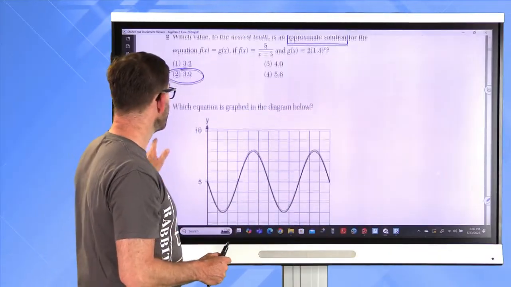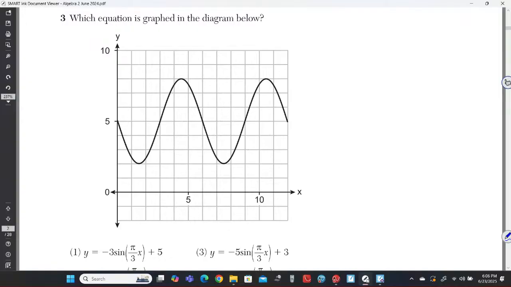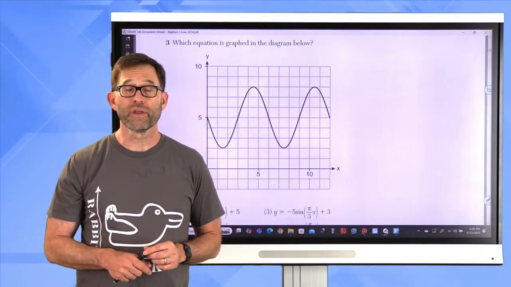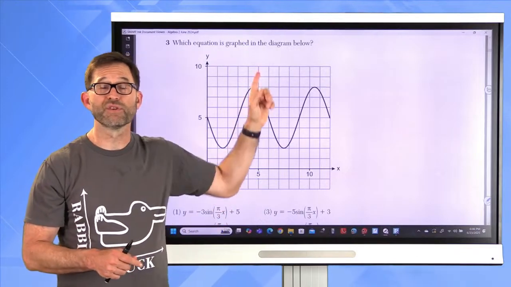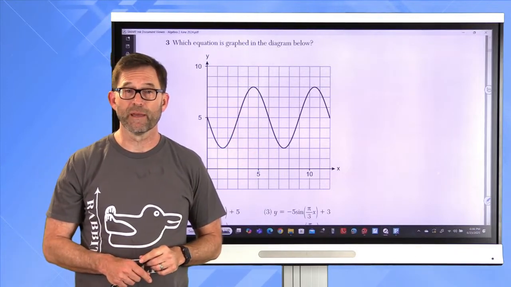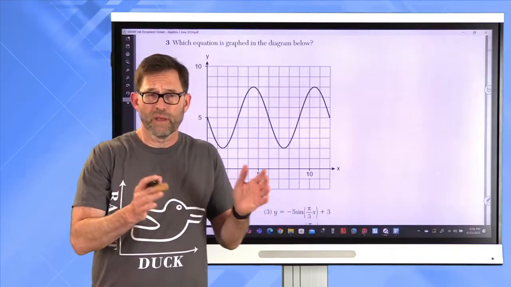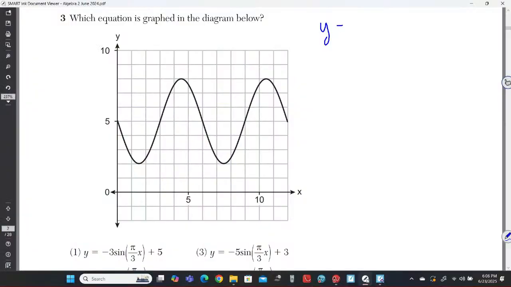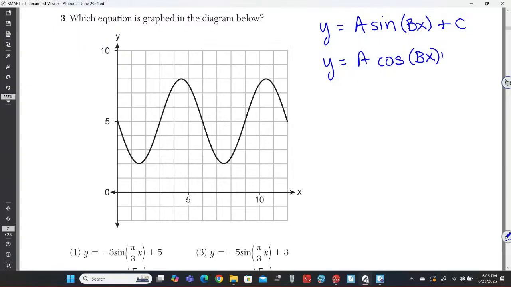Okay, let's take a look at problem number 3. Which equation is graphed in the diagram below? All right. Well, you should have spent a considerable amount of time this year looking at modeling waves using sine and cosine functions, right? And assuming you don't have a horizontal shift, then we're going to be modeling this function either with something that looks like this, a times the sine of bx plus c, or a times the cosine of bx, plus c.